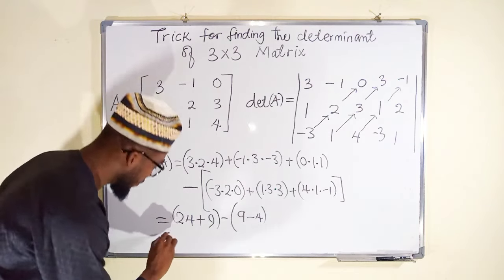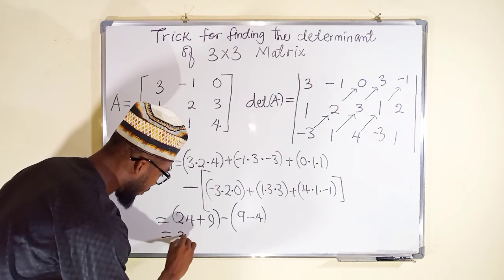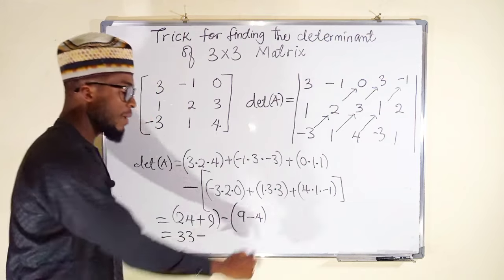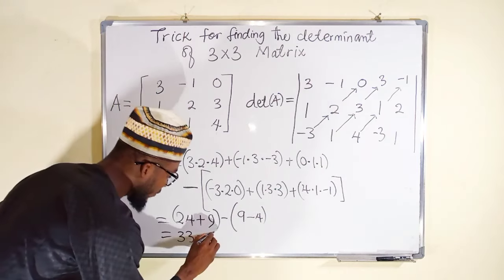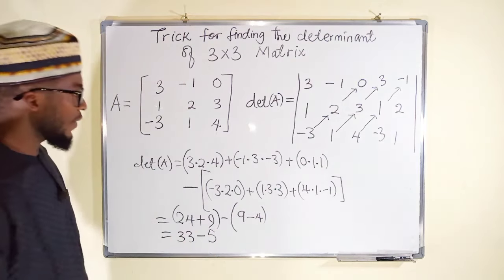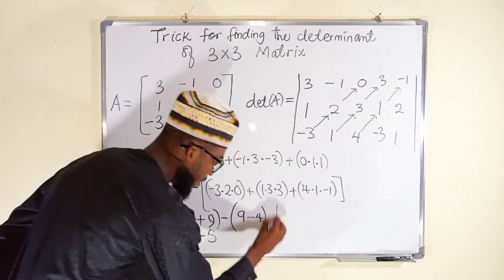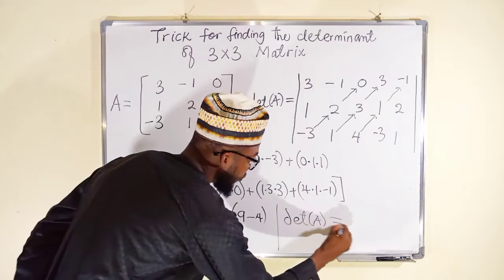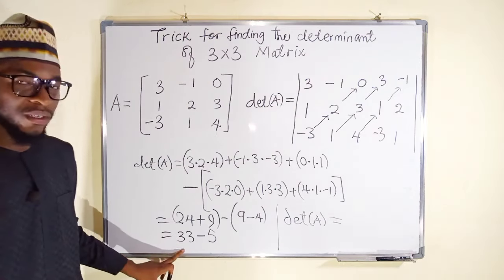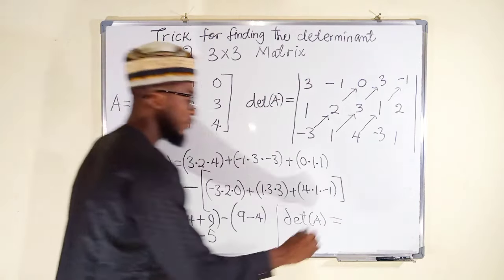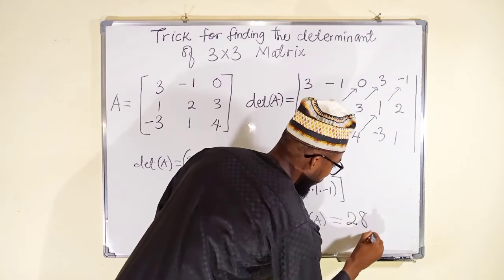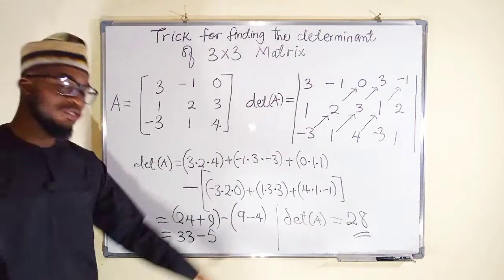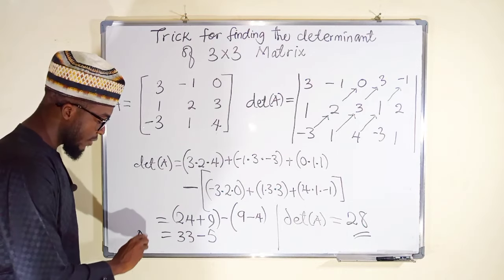24 plus 9 is 33. Then we minus 9 minus 4, which is 5. Then finally, the determinant of this matrix A is going to be equal to 33 minus 5, which is equal to 28. And therefore, the determinant of this matrix A is equal to 28. And this is our final answer.